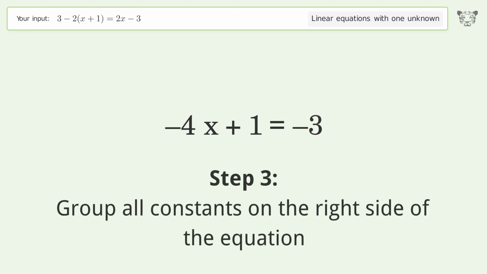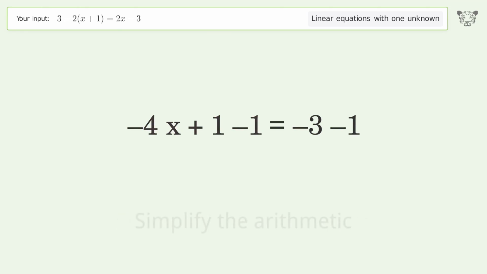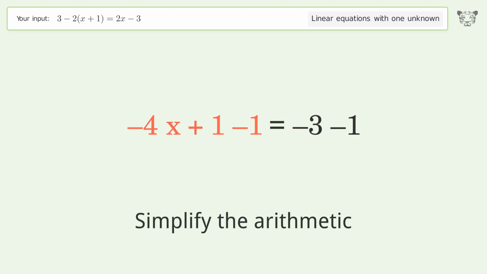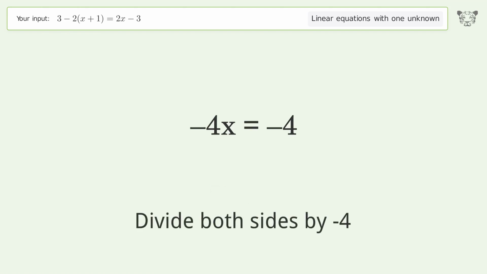Group all constants on the right side of the equation. Subtract 1 from both sides. Simplify the arithmetic. Isolate the x. Divide both sides by -4.